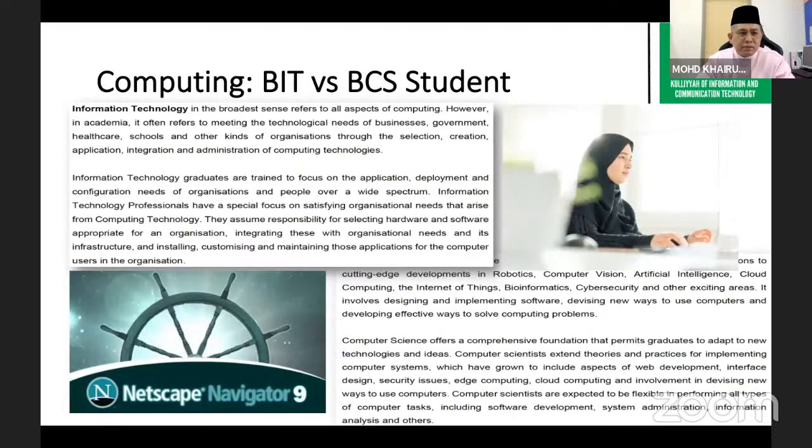A little bit on the difference between the BIT students and BCS students. I think Dr. Amir has explained the BCS program in detail, but for BIT, I would like to share some information. IT in the broader sense refers to all aspects of computing. However, in academia, it often refers to meeting the technological needs of business. This means our BIT students normally support the business field, government sector, healthcare, schools, and other organizations through the selection and creation of applications. Normally, some of our students develop new systems and applications for organizations.